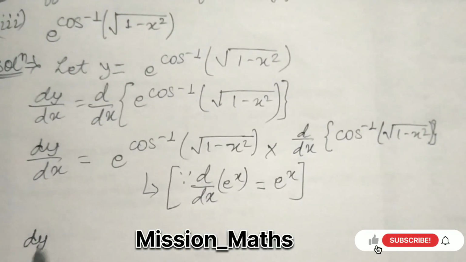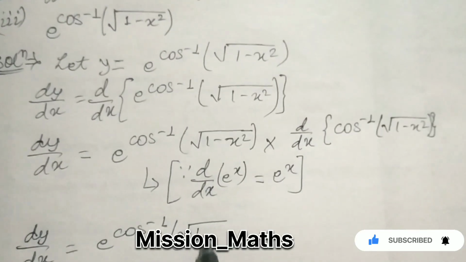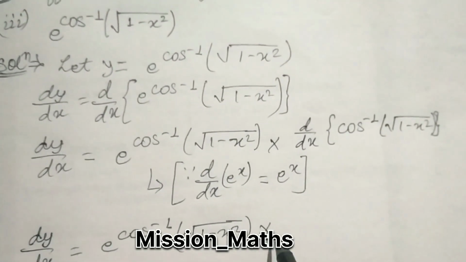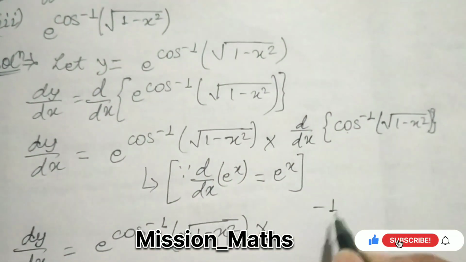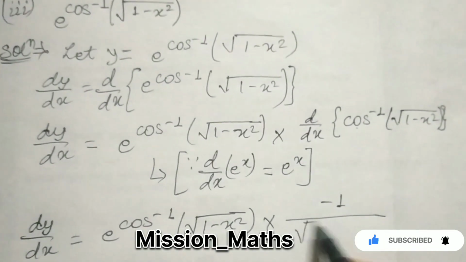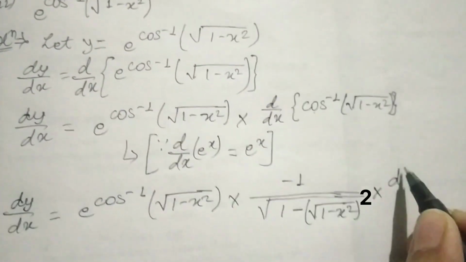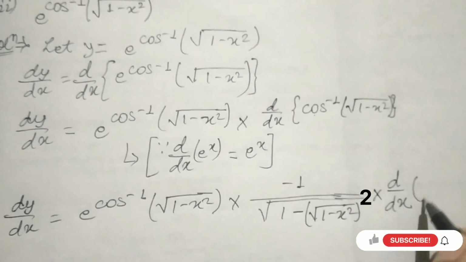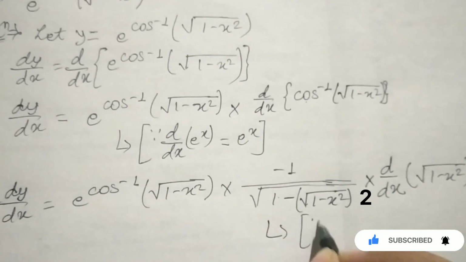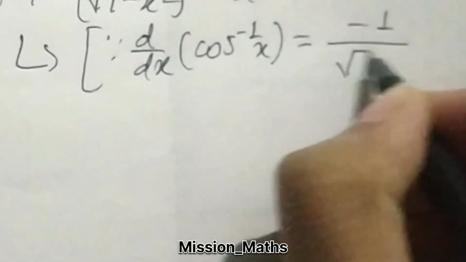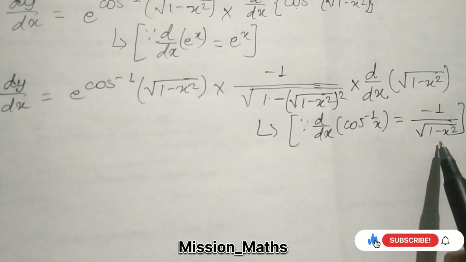Now differentiation of y with respect to x will be e raised to cos inverse root under 1 minus x square, into the differentiation of cos inverse root under 1 minus x square, which will be minus 1 upon root under 1 minus root under 1 minus x square whole square, into differentiation of root under 1 minus x square with respect to x. This is because of the formula: differentiation of cos inverse x is equal to minus 1 upon root under 1 minus x square.